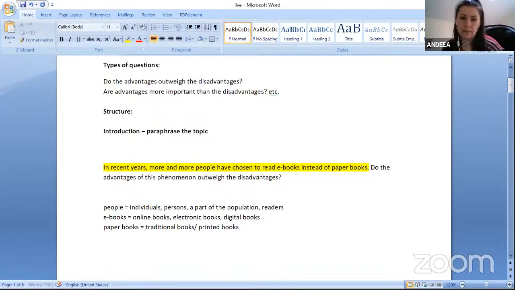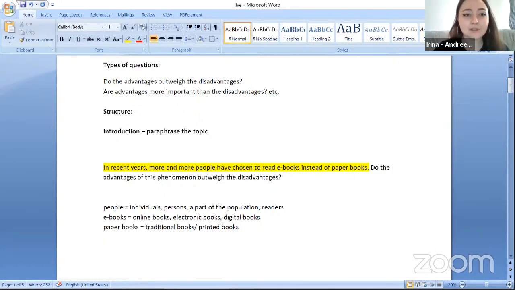Nowadays, many individuals prefer to read online books instead of traditional books. This is one way of doing it, of course.